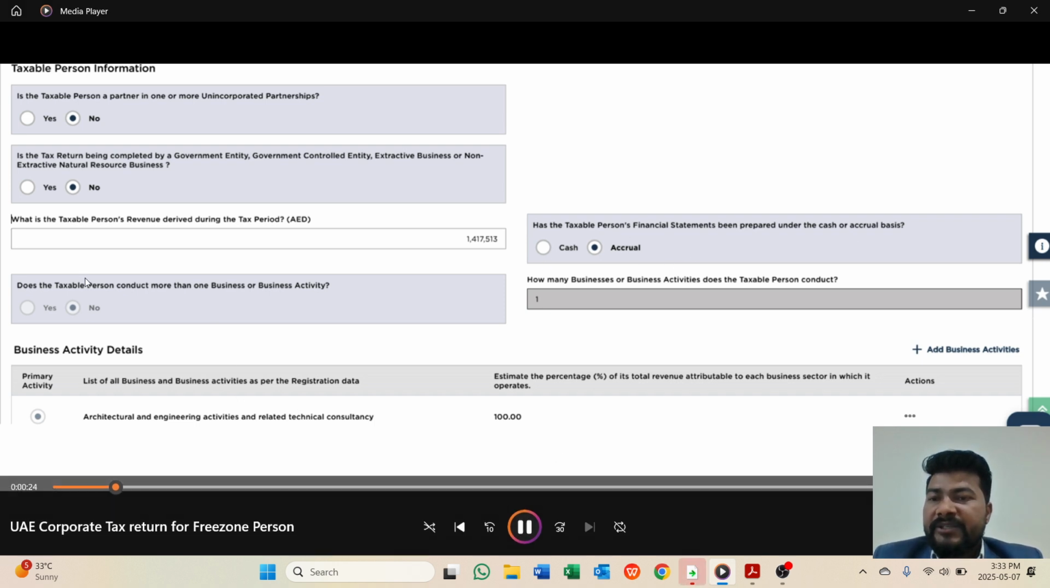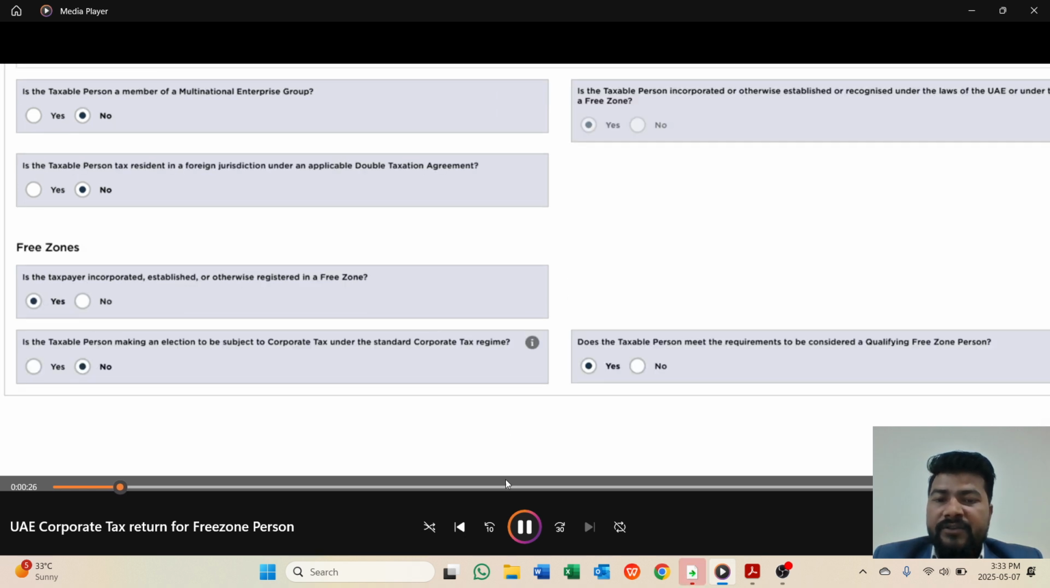Now, does your business conduct more than one activity or not? Multinational enterprise group, no or yes, whatever is applicable, just put it and go forward. Again, under UAE or under free zone, yes. For the reduction under a double taxation agreement, no. In my case it is not applicable, so I am not putting anything. If it is applicable in your case, you have to put yes and move forward.